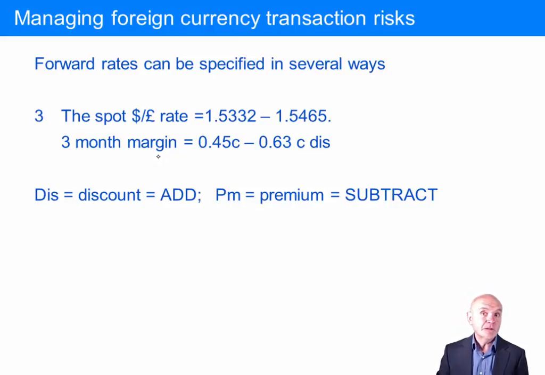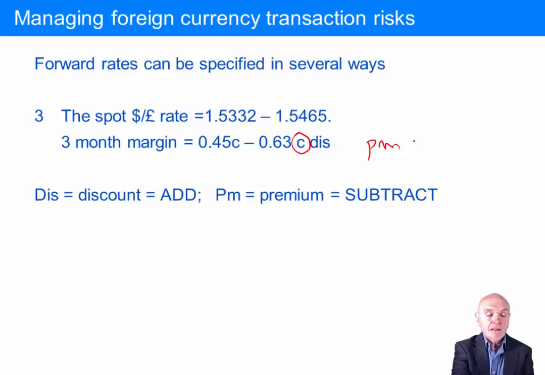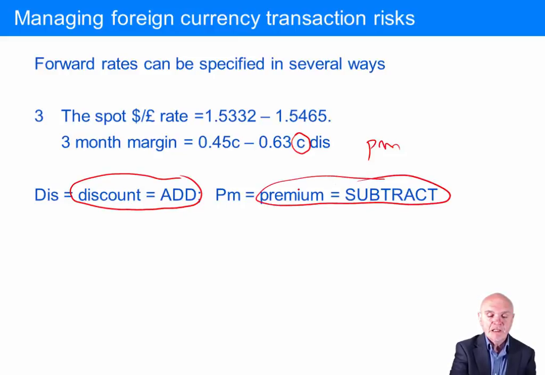Two things to notice about this margin. First of all, this one in here is saying cents, C for cents. The margins are very small and are often given in a smaller denomination of the currency. And then it says DIS, which means discount. It could have said PM instead of DIS. That doesn't mean it's the rate you use in the afternoon, it means premium. And the trick here is that with these discounts and premiums, you do the opposite of what you would naturally expect the words to mean.